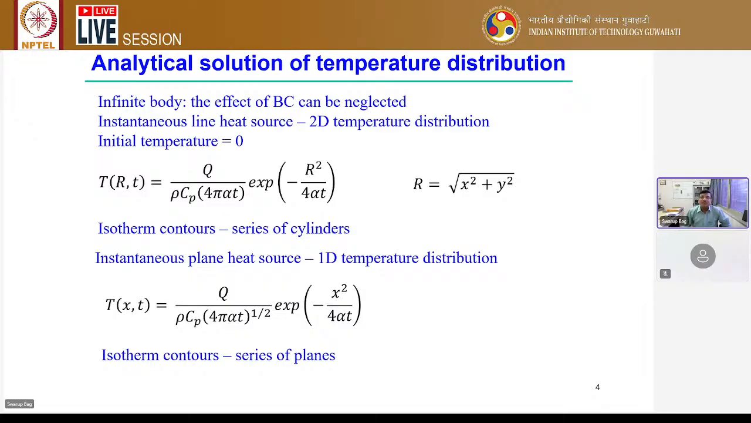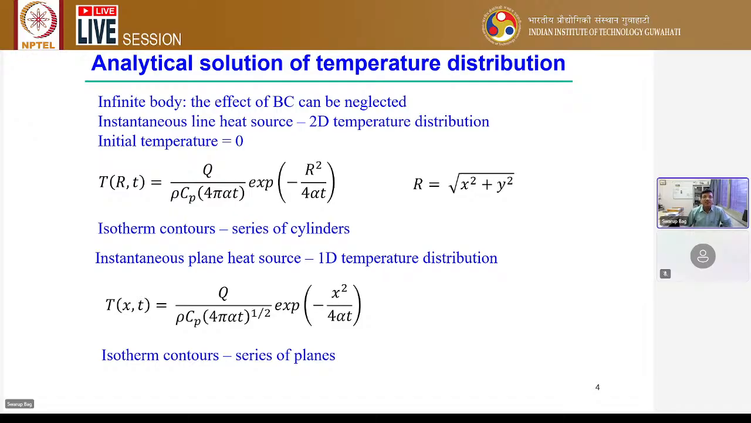And in this case, with these assumptions, we will be able to get the two-dimensional temperature distribution. Here also we are assuming the initial temperature equal to 0. Now T is a function of R, the radial distance, and small t, the time. You can get this kind of solution, but here R is represented in 2D as a function of X and Y radial distance. So the isothermal contour represents a series of cylinders that vary with respect to time t.